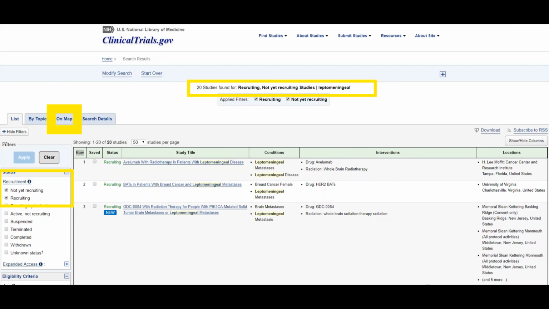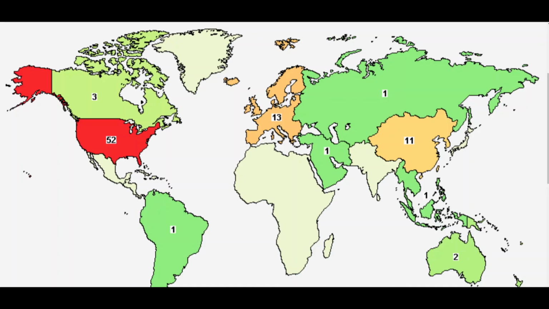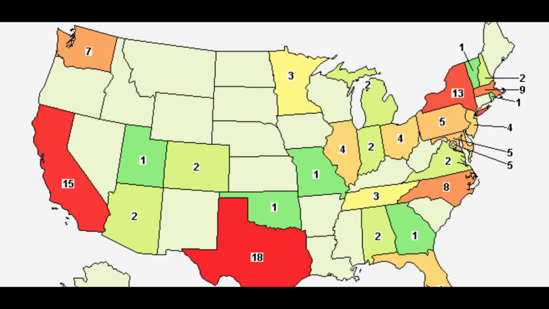One way to search for a trial is through a map function. Once you've put in your initial search criteria and your results have posted, you can click on the Map tab. It takes you to a map of the world showing where these trials are located. You can click on the country you wish and even the state if needed to narrow your search further. It will then pull up the trials in that area selected.